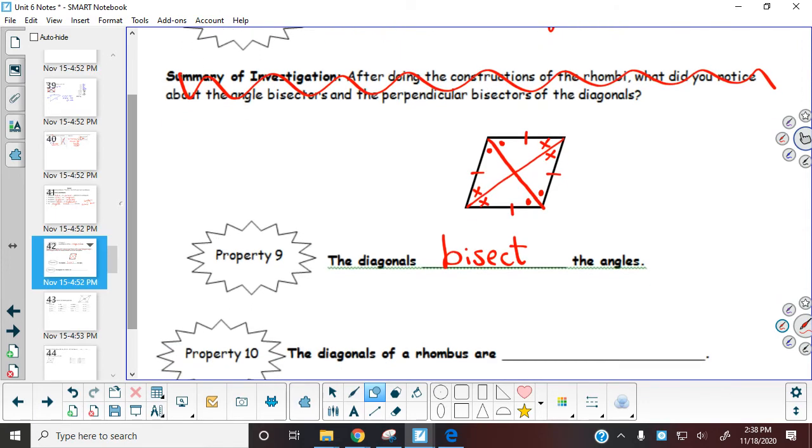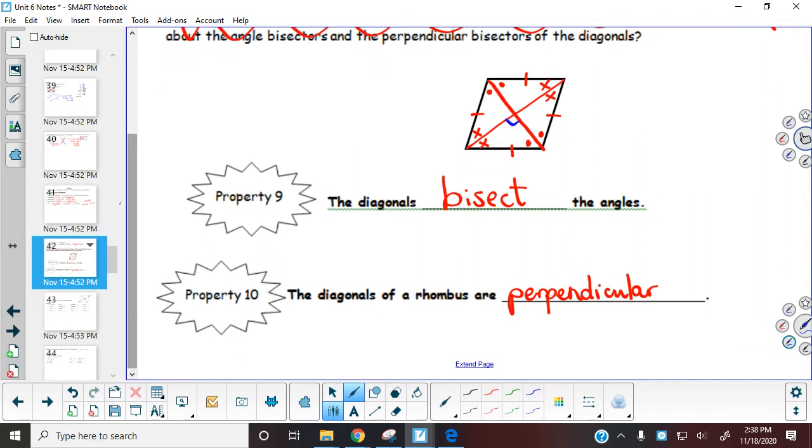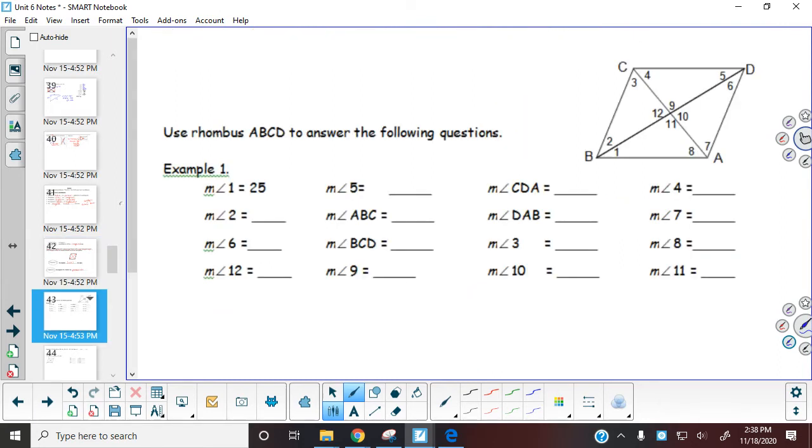So not only do we have that the diagonals bisect the angles, but the diagonals are also perpendicular. As you look in the middle of your figure, you actually have a 90-degree angle here. So not only are they four congruent triangles, they're actually four congruent right triangles. The nice thing is, the more properties you understand, the easier it is to come up with missing angle measures.